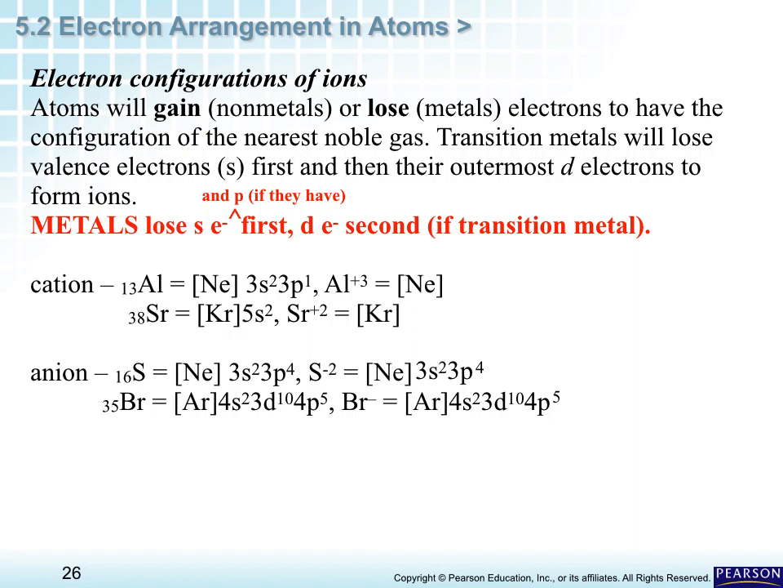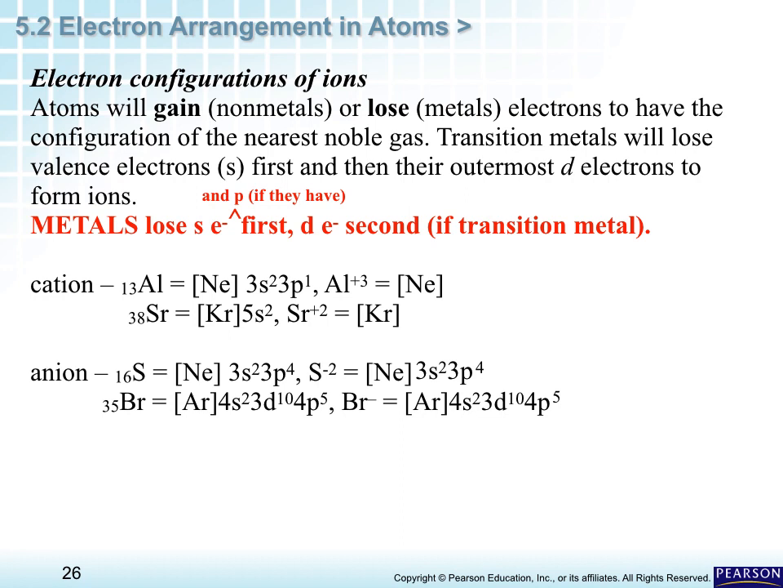Anions are the opposite. They will gain to go to their nearest noble gas. So I find sulfur. It's number 16. I write its electron configuration: neon, 3s2, 3p4. Now, when it forms its anion, which is called sulfide, it's going to gain 2. So the negative is what always gets people because they're saying it's a negative charge, but it gains. Well, it's gaining electrons, which are negative.